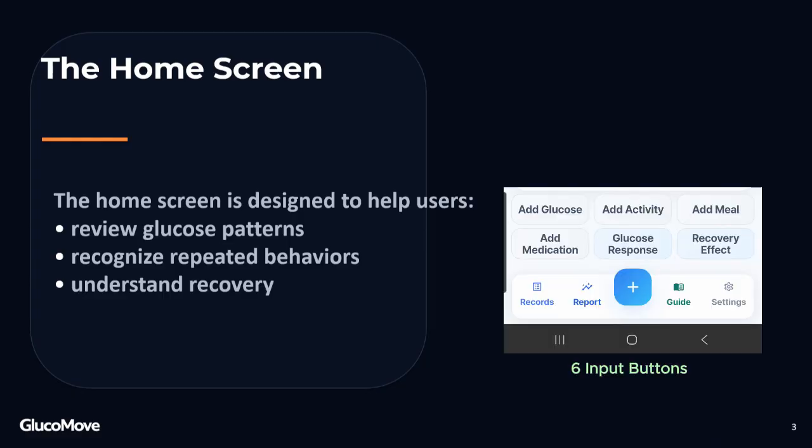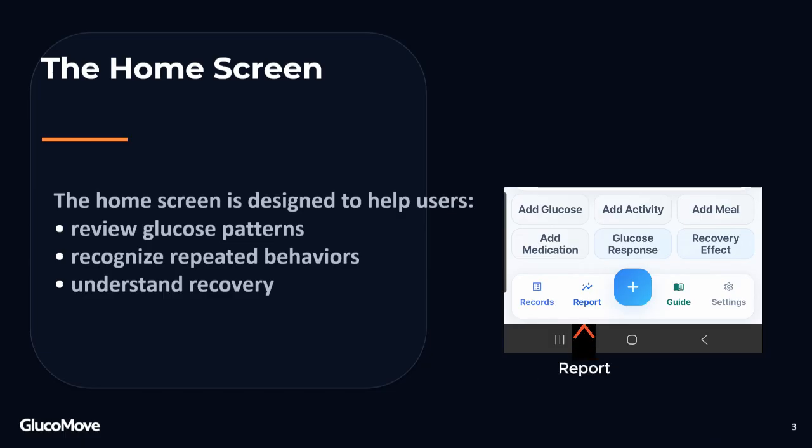The 6 recording buttons allow users to record glucose, meals, snacks, activity, medication, and test-related data. Users may also press the Add button to select different recording types more quickly. The Records section displays all user-entered events and connected history over time.